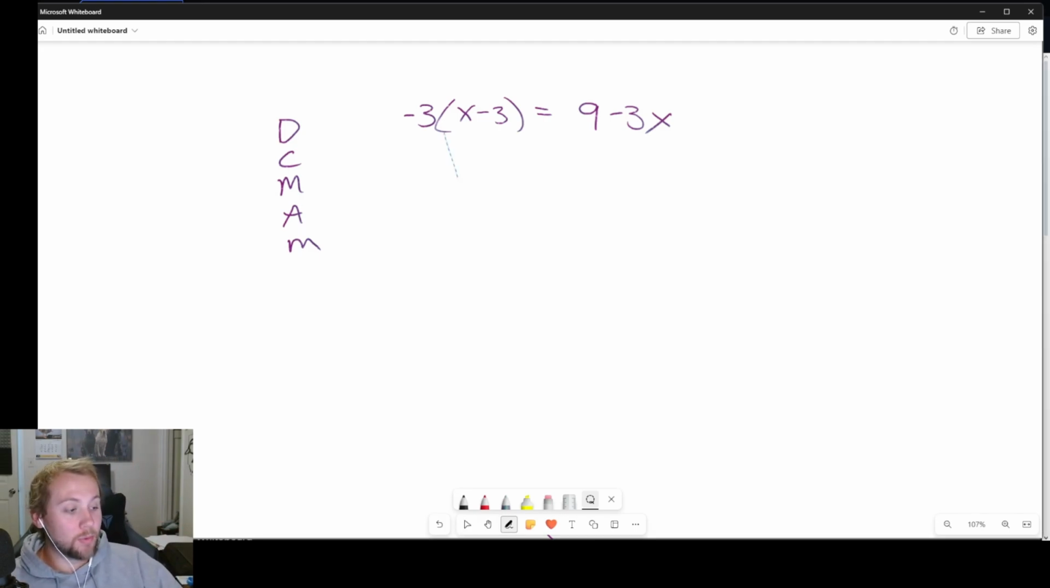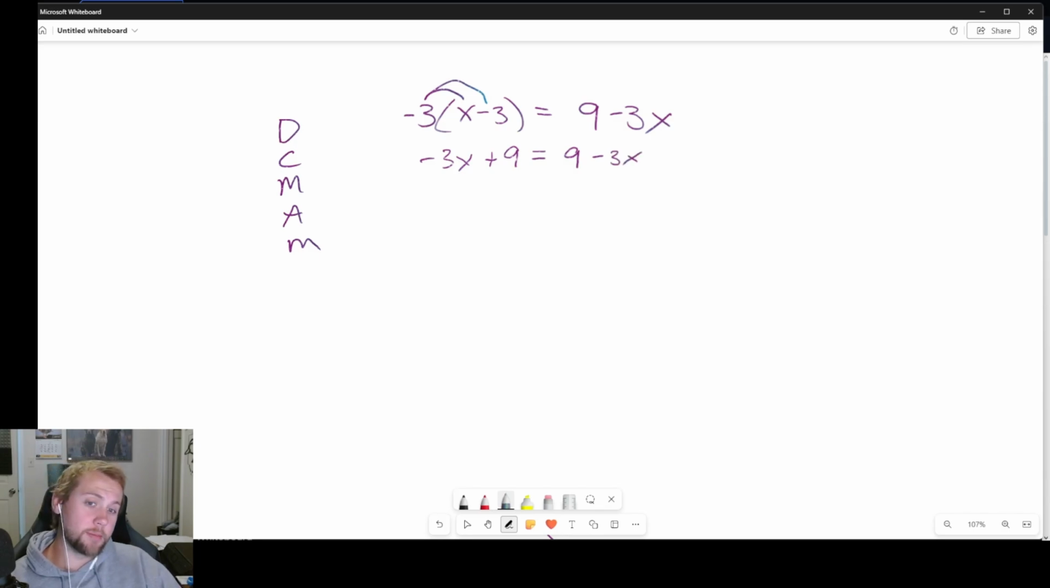So step 1, we're going to have to distribute. So I distribute negative 3 to both terms here. Negative 3 times x is a negative 3x. Negative 3 times negative 3 is positive 9. That's equal to a 9 minus 3x.